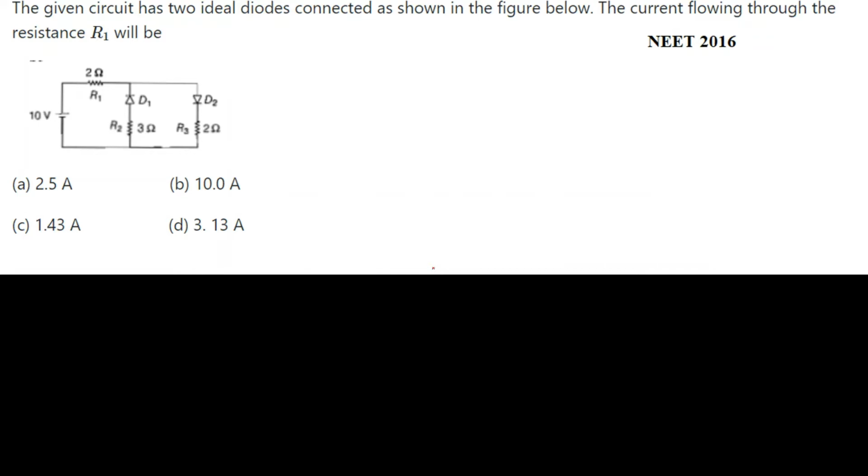Again, a similar type of question was asked in NEET 2016. Again, we are asked to find the current flowing through the resistance R1. Again, 2 diodes are given. We have to check which one is forward bias and which one is reverse bias. See here, D1 diode: this is the P region, this is the N region. The positive region is attached to the negative terminal of the battery, so D1 is reverse bias. No current flows and it will act as an open circuit.